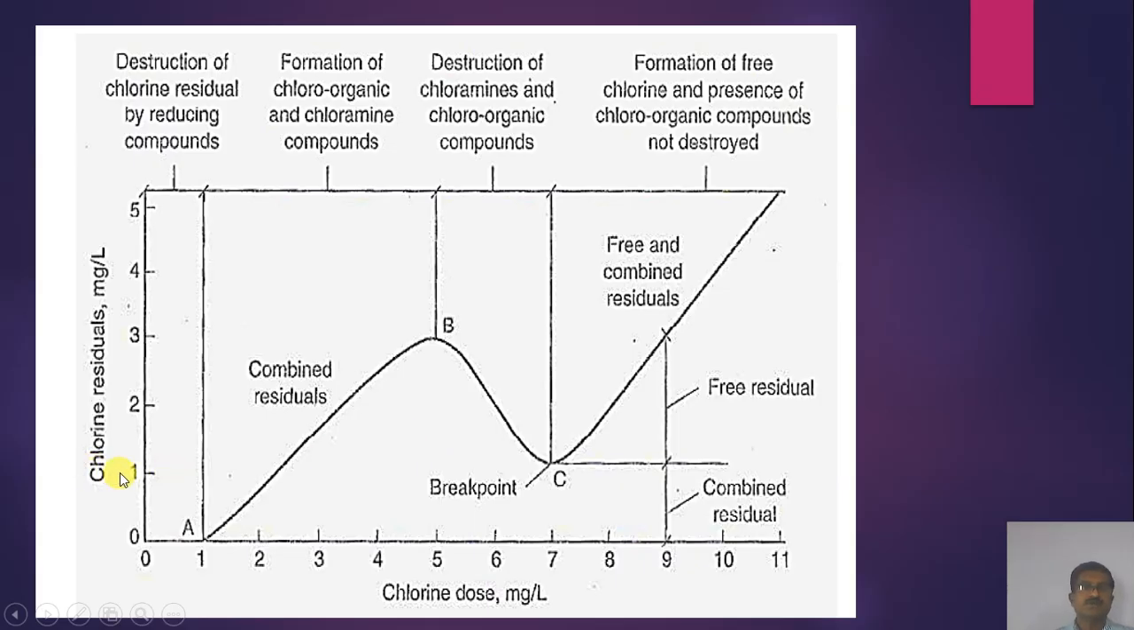If you see this particular graph, which plots chlorine dose and chlorine residual, from A to B you can see the combined chlorine residuals are there. From B to C, again it drops. This is the break point, and from C onwards you can observe the free chlorine residuals are there, right?